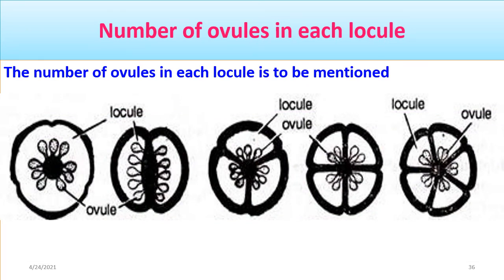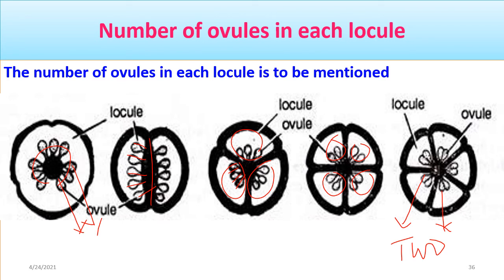Number of ovules in each locule is the next characteristic we generally study in ovule. See here, in this case, ovules can be seen. These are many in number. Here you can see these are 5 in number. Here these are 3 in this locule, 3 in this locule and 3 in this locule. 2, 2, 2, 2. So there are 2 in each locule. Similarly here there are 2 in each locule. So this way the number of ovules in each locule is counted.